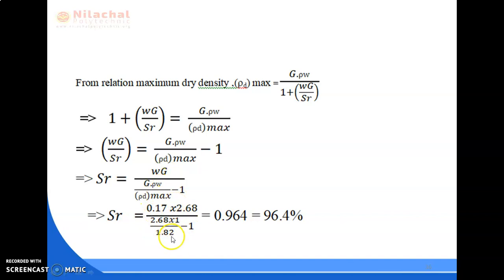So all the values are given in the question. So 0.17 into 2.68 whole divided by 2.68 into 1, the rho w value is 1 gram per centimeter cube, we know, divided by 1.82 minus 1. This is equal to 0.964. This is equal to 96.4%. So this is our answer. One answer is completed.